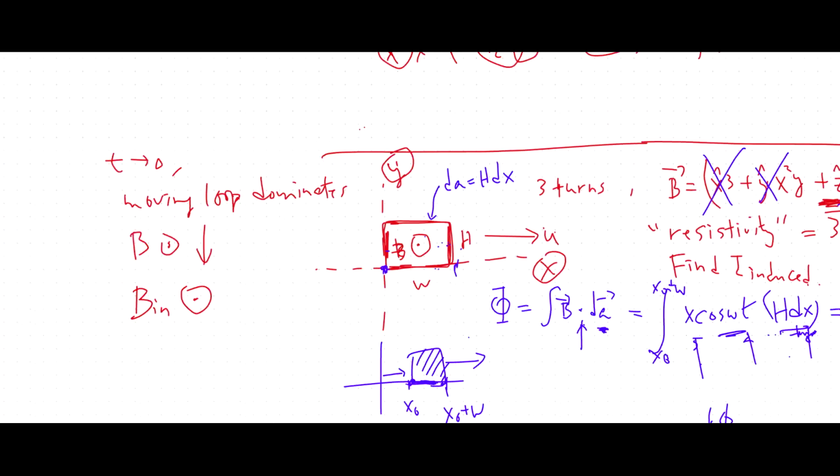So let me do it again. The B field is coming out but decreasing. I actually don't need to know the decreasing. It's coming out. But the moving loop dominates, right? So as the loop moves, would the flux increase or decrease?